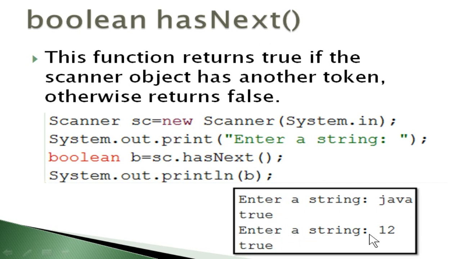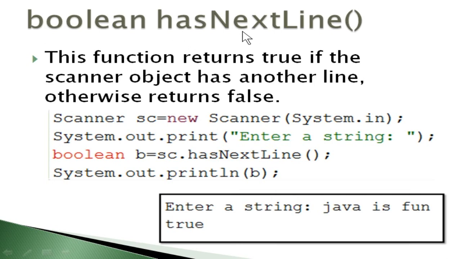In the second example, you can see it is 12, but the output is also true. The reason is the 12 will also be taken as a token and it will be checked whether it is a string. Since Java accepts every input as string, this is also considered a string, and it will be stored as true in B, and that's why you are getting the output as true here.